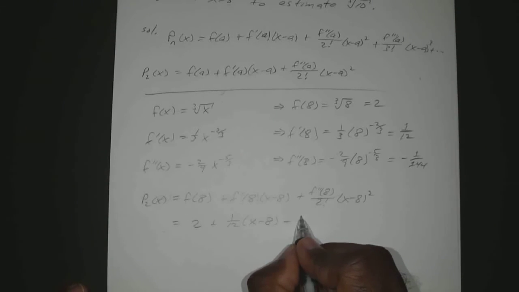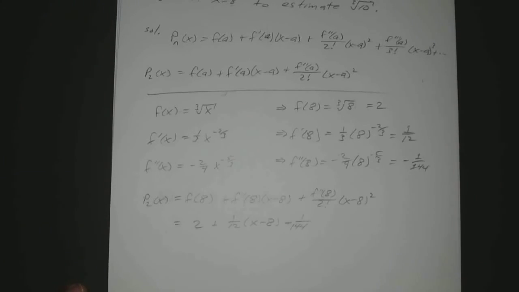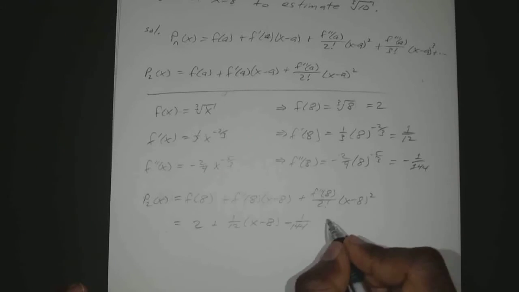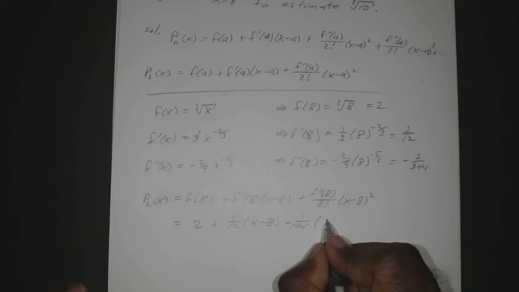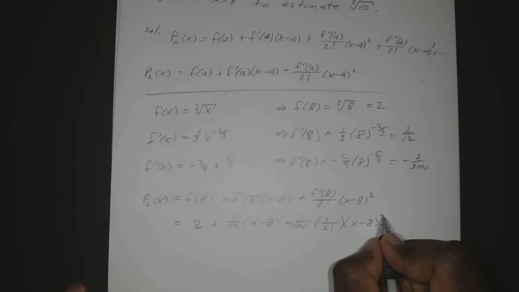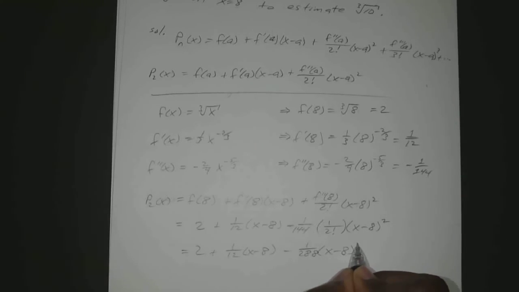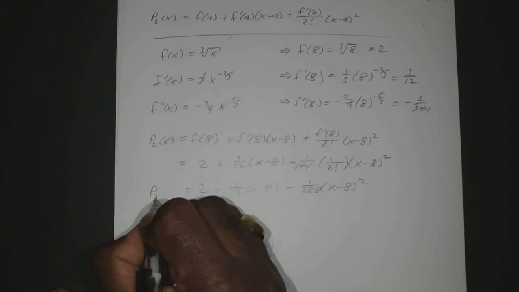So minus 144, divided by 2 factorial. So you can just say 1 over 2 factorial times x minus 8 squared. So really that becomes 1 over 288. Okay, so 2 plus 1 over 12 x minus 8 minus 1 over 288 times x minus 8 squared. So that's our p sub 2 of x.